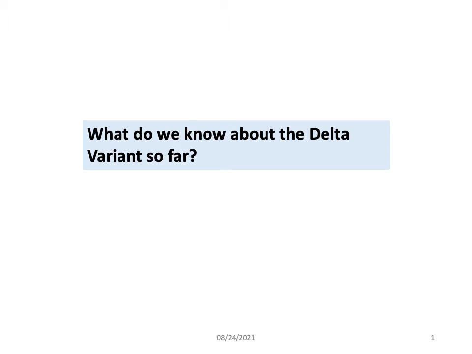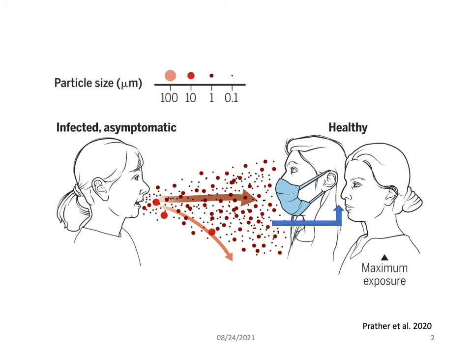What do we know about the Delta variant? The main mode of transmission of COVID-19 and all its known variants, including Delta, is airborne transmission. An infected individual will exhale infectious particles into the surrounding air. The particles may then be inhaled by other people in the room.